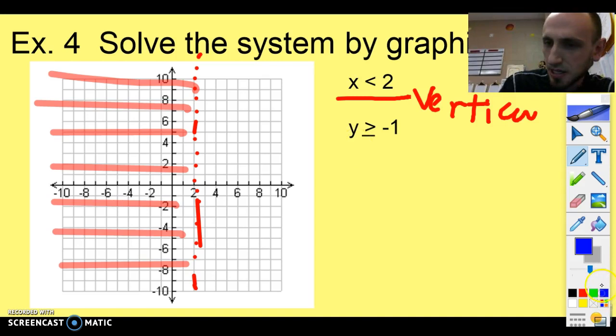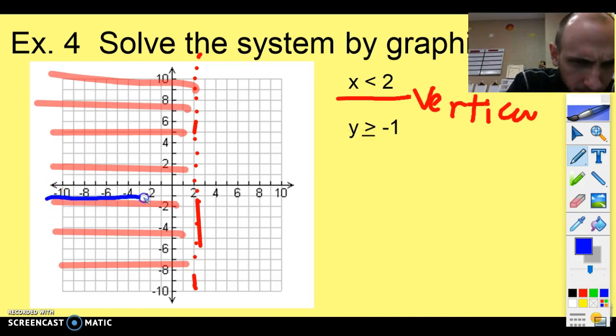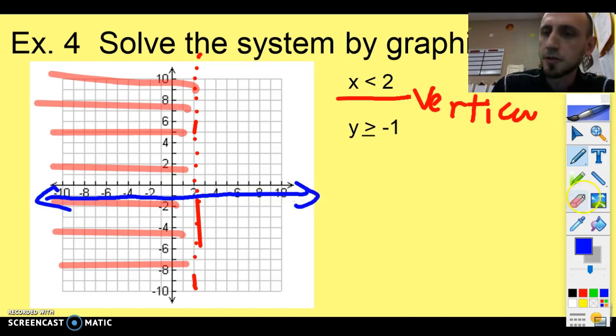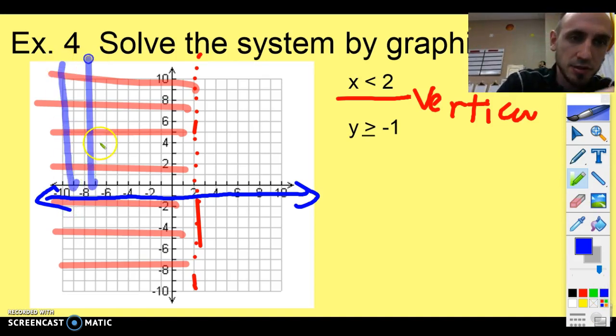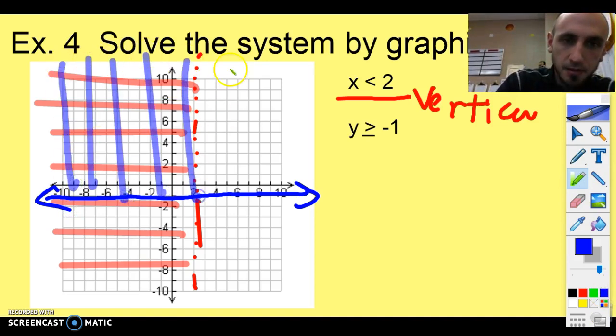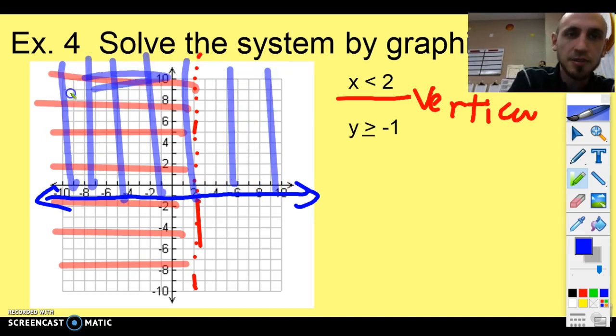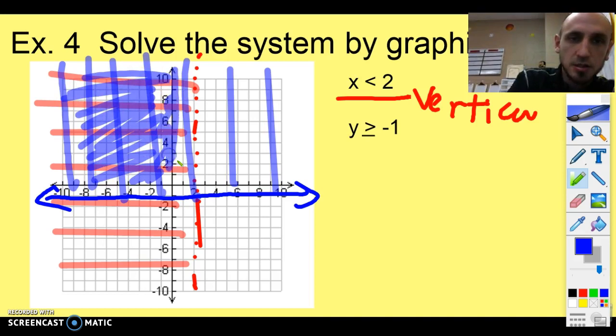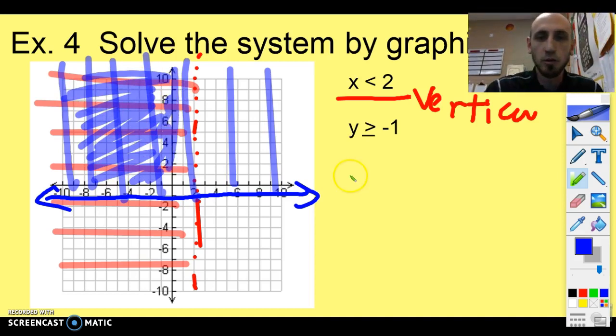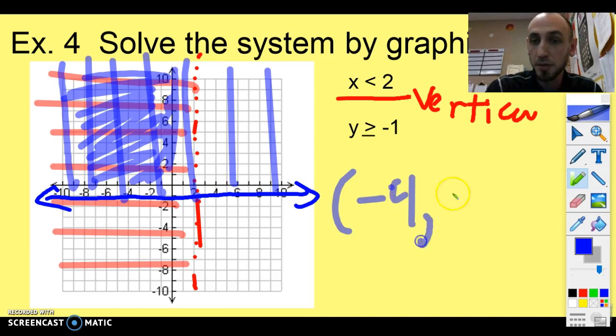So that is a solid line. And it's above. So I'm going to shade with the blue. And I'm not going to worry about purple right now. It's just confusing. There we go. And so obviously my solution area sits right in here. So any point in here, like the ordered pair -4, 0, I'll pick this time.